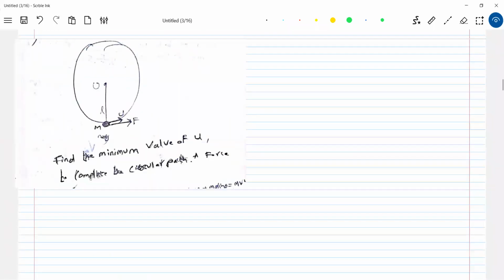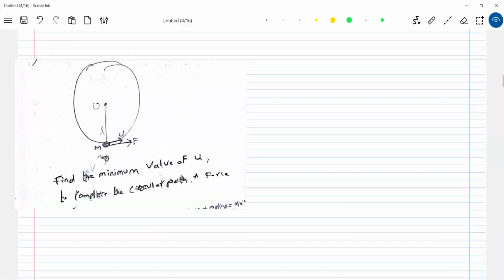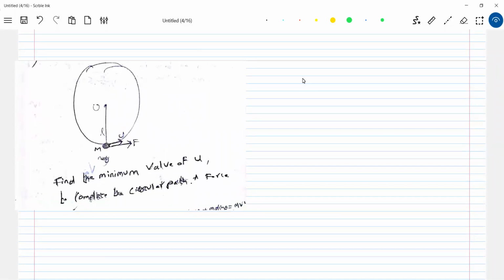Okay, now I'll describe a question. So next condition, I'll bring a constant force. A force F acts on the bob. A horizontal force Fx on the bob.